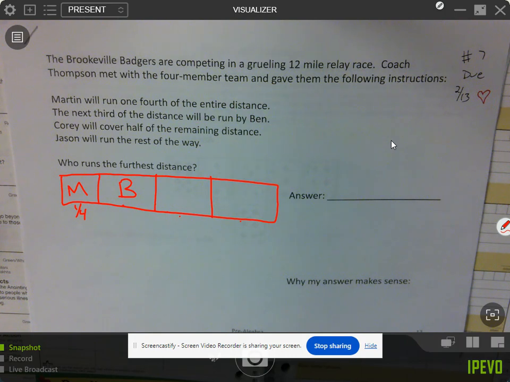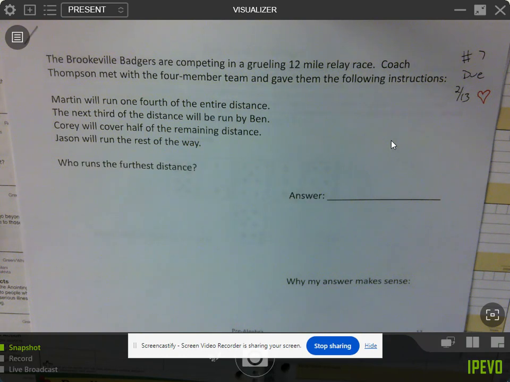When we make a picture, it really helps us see how much each person is running. So as we're breaking it up, you should be able to see who is going to run the furthest distance. Okay, but you have to show your work, how you came up with your answer.